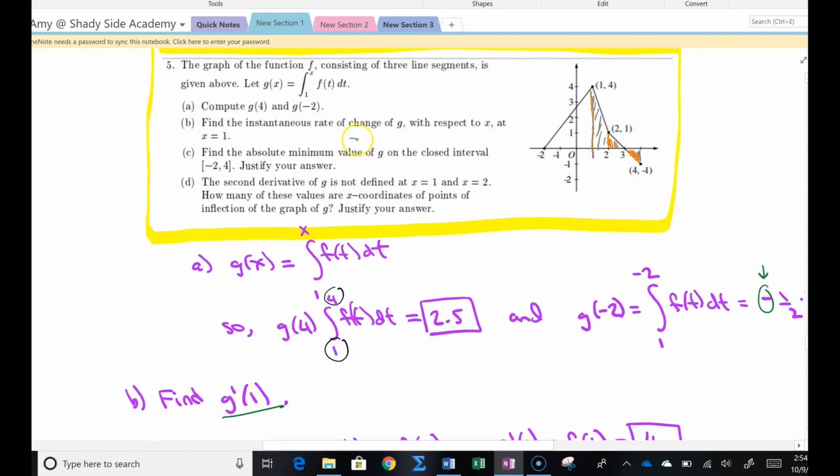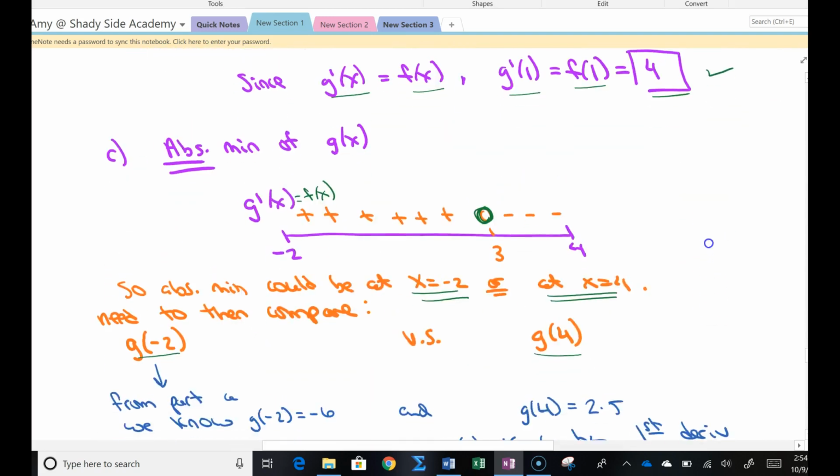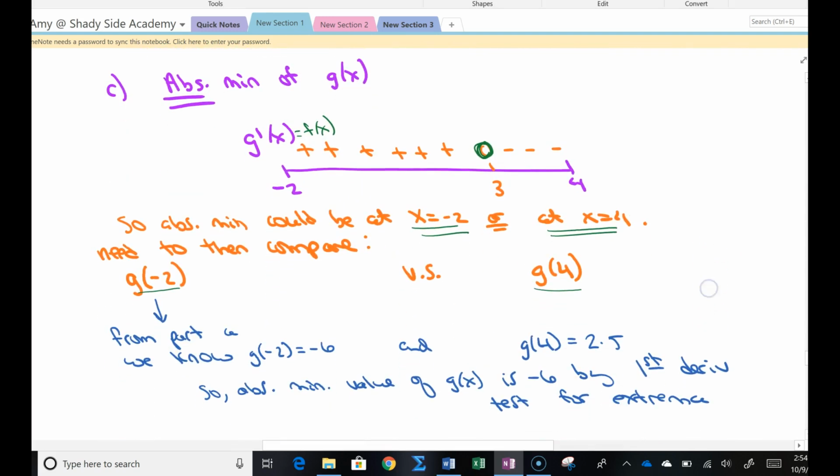Find the absolute min value. Be really careful. That means they want to know what the actual y value is. That's the absolute min. When you come down here, you already had the g of negative 2 and the g of 4 values from part A. So we know from part A, g of negative 2 is negative 6 and g of 4 is 2.5. So the absolute min value of g is negative 6, and here's the justification.